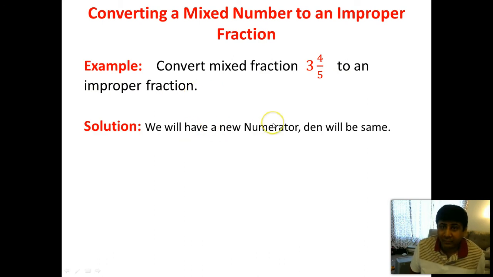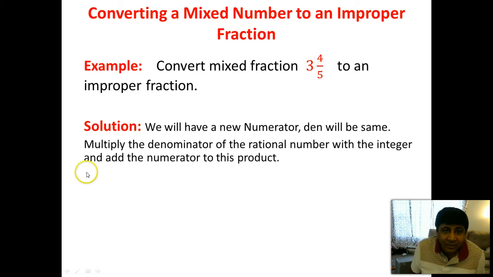Now our new number, which will be an improper fraction, will have a new numerator, but the denominator will be the same. The denominator will still be 5 here. Now the question is, how do we get this new numerator? What we will do here is multiply 3 with 5 and add 4 to it. That will be our new numerator.